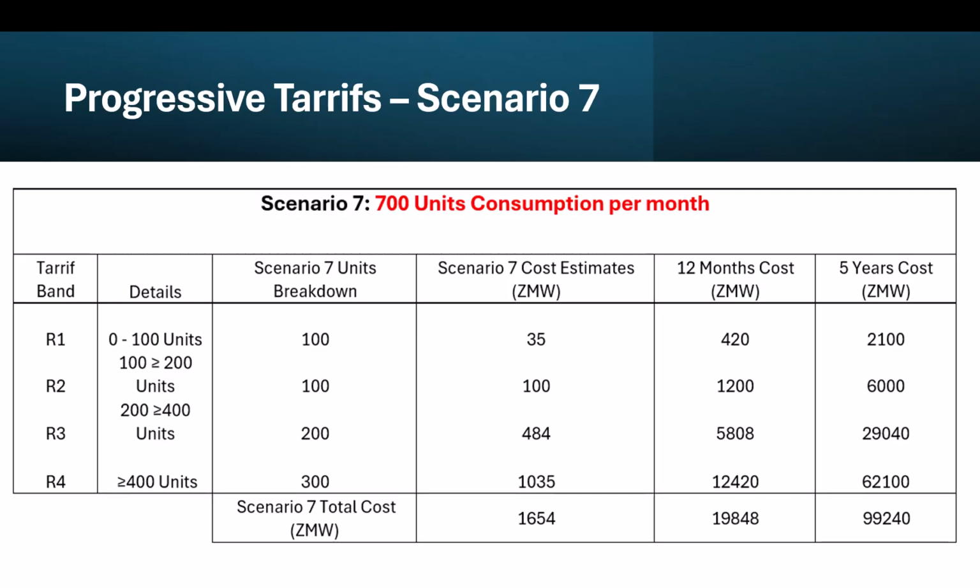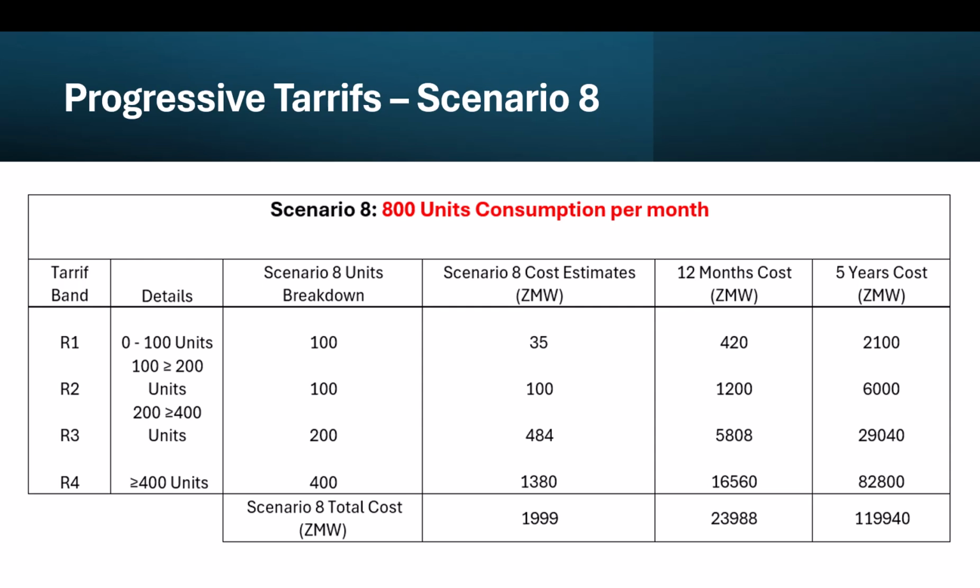When we move to scenario 8, which is 800 units, which gives us 400 units extra above the threshold for band 4, this comes to about 1,999 Zambian kwacha, which is approximately 2,000. So forecasted for 12 months, this gives us 23,988 Zambian kwacha. Forecasted over 5 years, this gives us 119,940 Zambian kwacha.